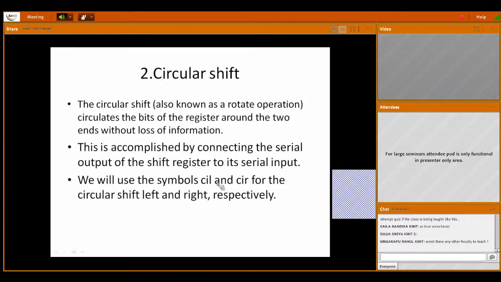Here this rotate operation can also be done either to the left side or to the right side. That is circular shift left and circular shift right. Example, let us suppose you have a register with 8 bits. The range is from 0 to 7 and the content of the register is like this: 00010000.